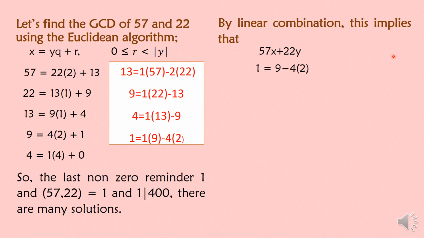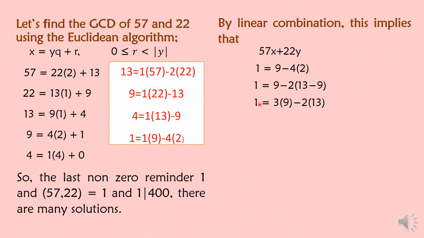57x plus 22y, so our basis is our last non-zero remainder, which is 1. So 1 is equal to 9 minus 4 times 2 by this guide. Then 1 is equal to 9 minus 2 times (13 minus 9). Why is it 13 minus 9? Since we have 4 remainder, that will be 13 minus 9. So we just substitute here.